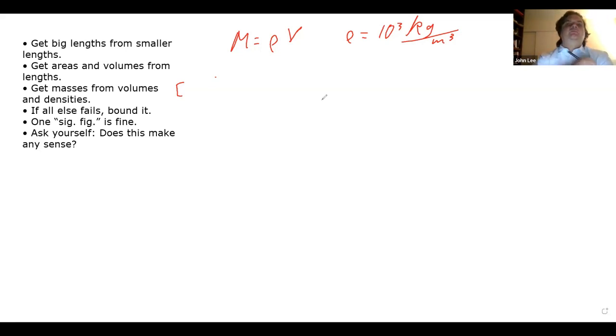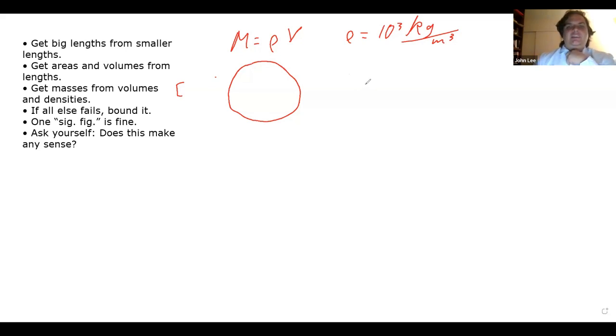So we have to find, where is my cursor? There it is. The volume of this thin sphere or this thin shell covering the Earth.